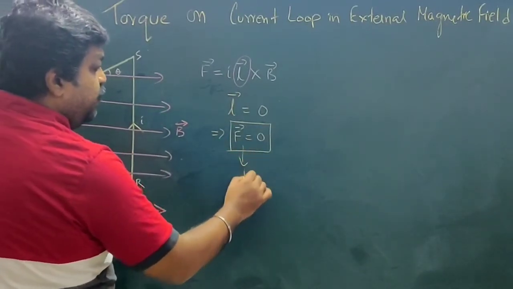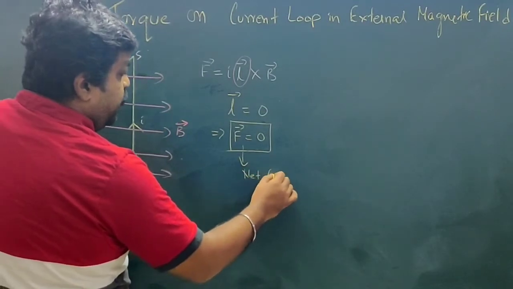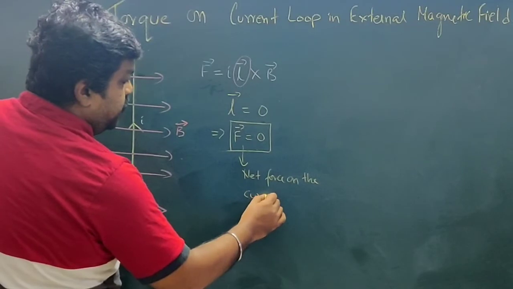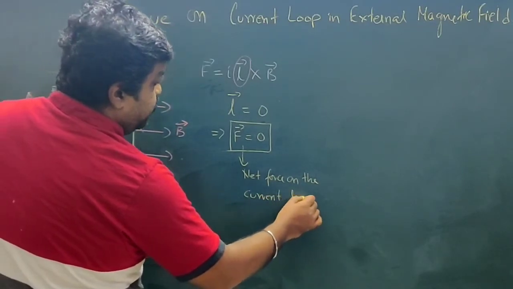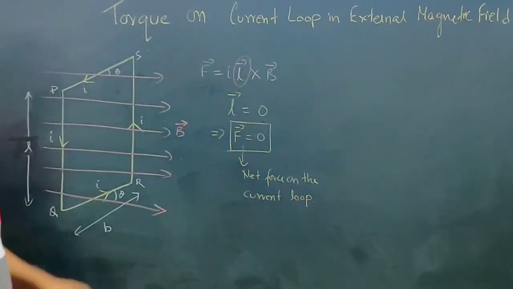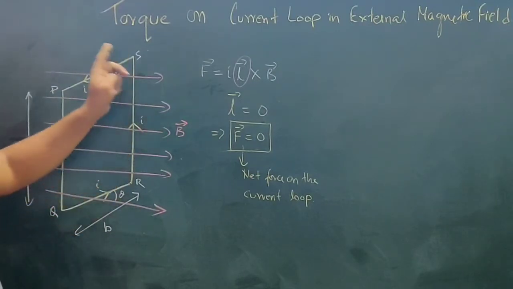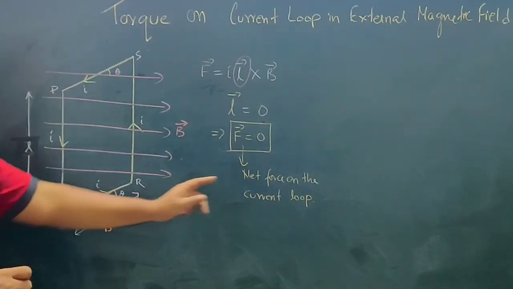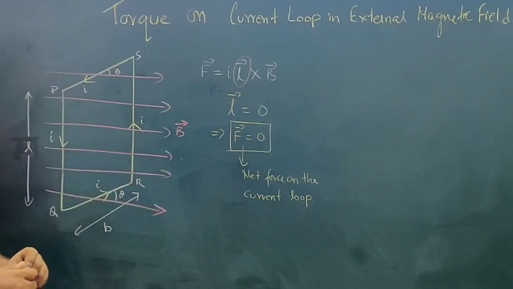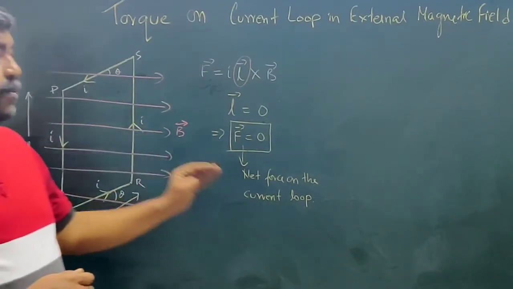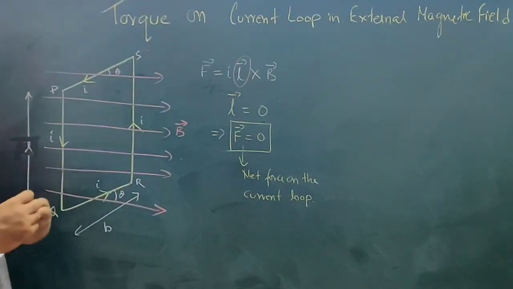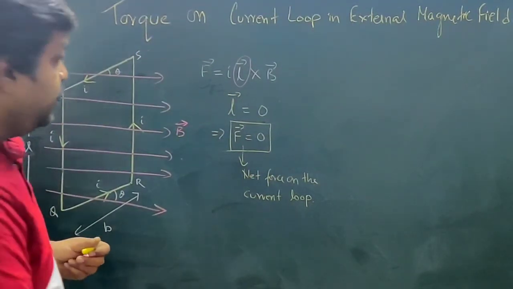But this is the net force on the current loop. So net force on this loop, when it is placed in a uniform magnetic field, is 0. But zero net force does not mean that the torque is going to be 0. Let us see that concept.